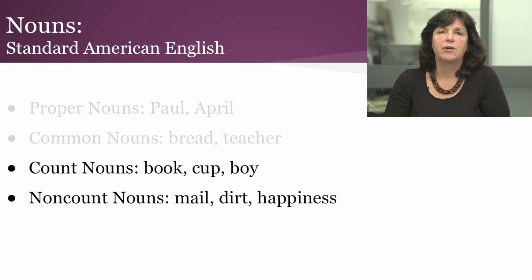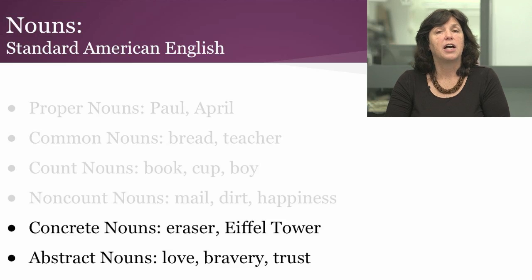We can also categorize nouns by whether they are concrete or abstract. Concrete nouns refer to tangible physical entities such as an eraser or the Eiffel Tower, while abstract nouns refer to non-physical, intangible objects such as love, bravery, trust.